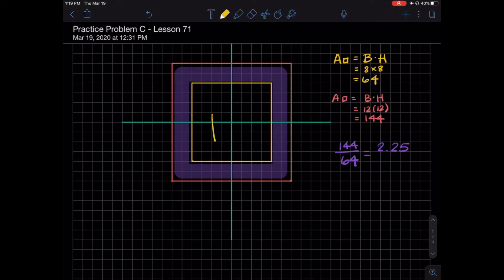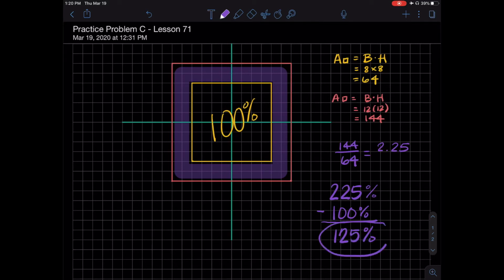this part in here is 100%. We're going to take our 225%, which we got from right here. Although it's a decimal here, we can convert that easily to a percent, and it's 225%. We're going to subtract the 100% that we got from right here, because again, they're only interested in this part right here. And we do 225 minus 100, and we end up with 125%. And that is your answer for the part of the area.